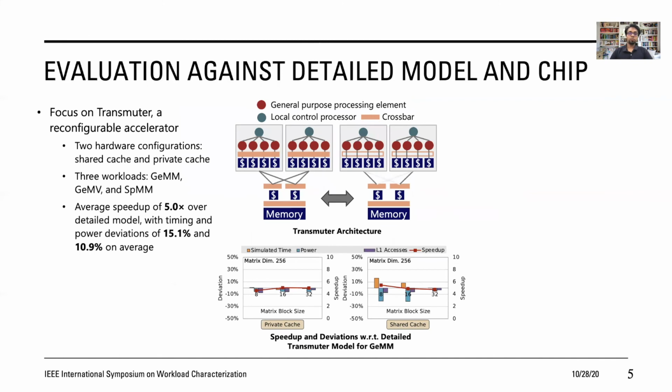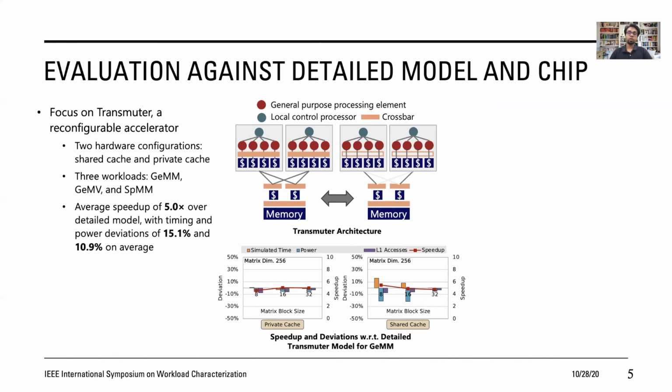We used HetSim to model two target architectures. The paper focuses on evaluation with Transmuter, which is a highly reconfigurable tiled architecture. We considered two hardware configurations that differ in the resource sharing mode. We evaluate three well-known workloads in linear algebra that show varying compute and data access patterns.